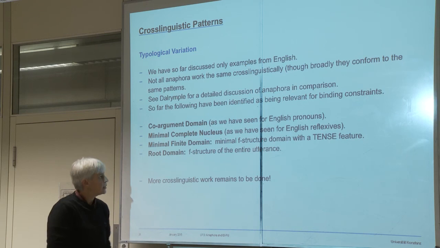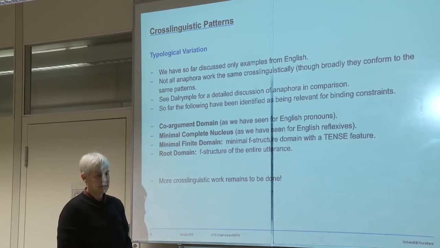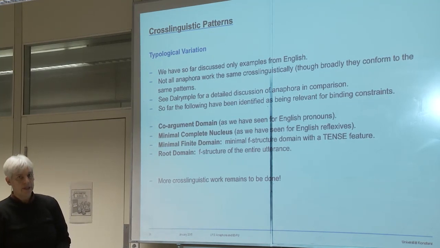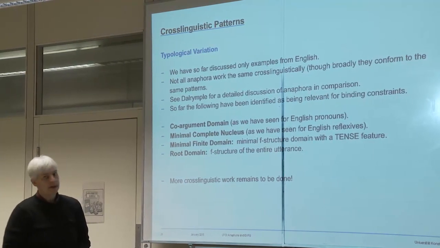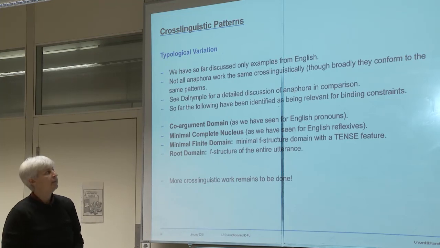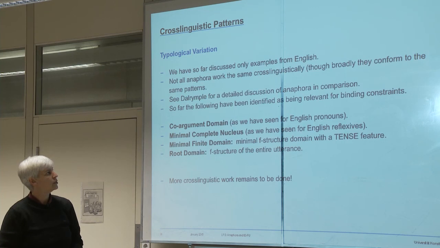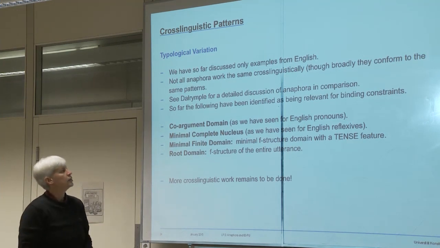Okay, this is the last slide. I just want to point out that there's some cross-linguistic variation. We've discussed examples from English so far. It works quite well for English, the system. But not all anaphora work the same way. Mary Dalrymple has done an in-depth study of Norwegian, along with some co-authors, for example. You get the same kinds of patterns broadly, but interesting differences. You can see her thesis for a detailed discussion, her chapter for some discussion.